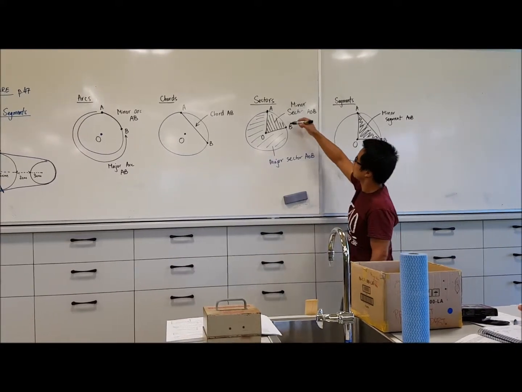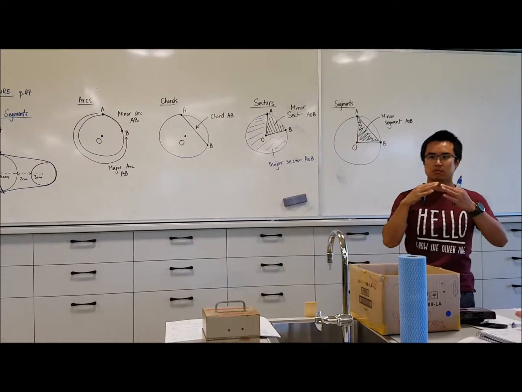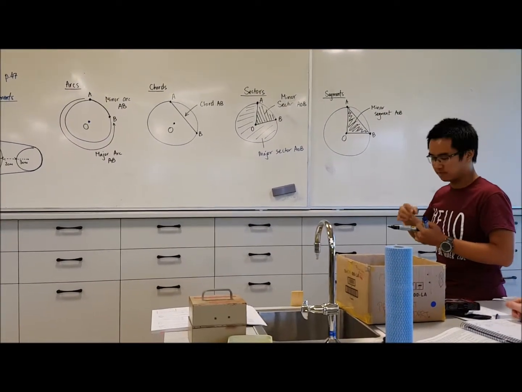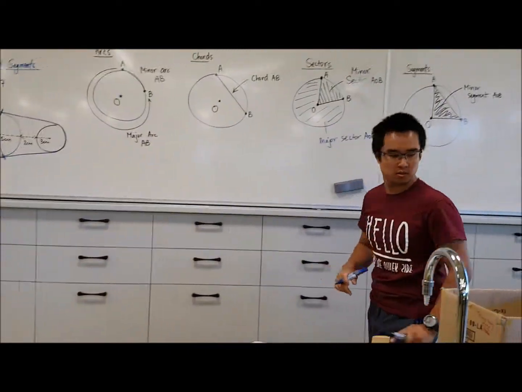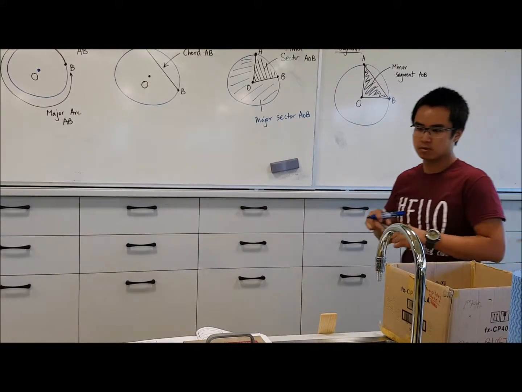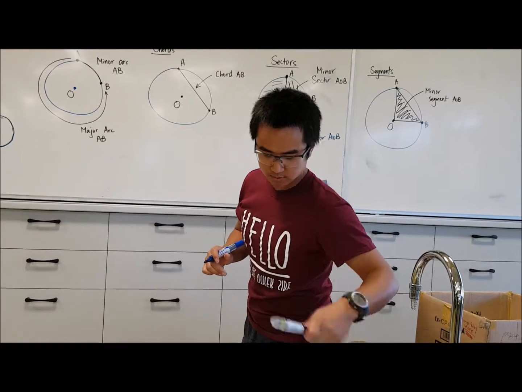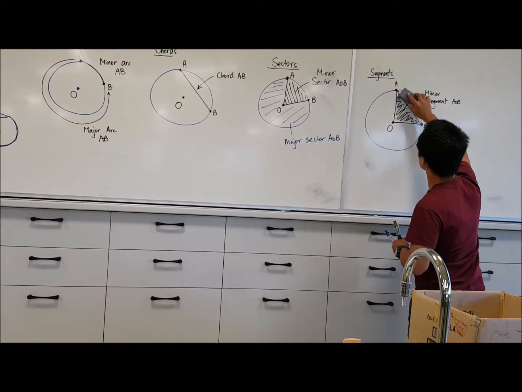So if I turn this sector into a segment, I just lose the part of the circle that touches the circumference. It's cut off by the chord. What do you think the major segment will look like? Oh, I think I did it wrong. So the minor segment isn't the triangle, it's everything except for the triangle.